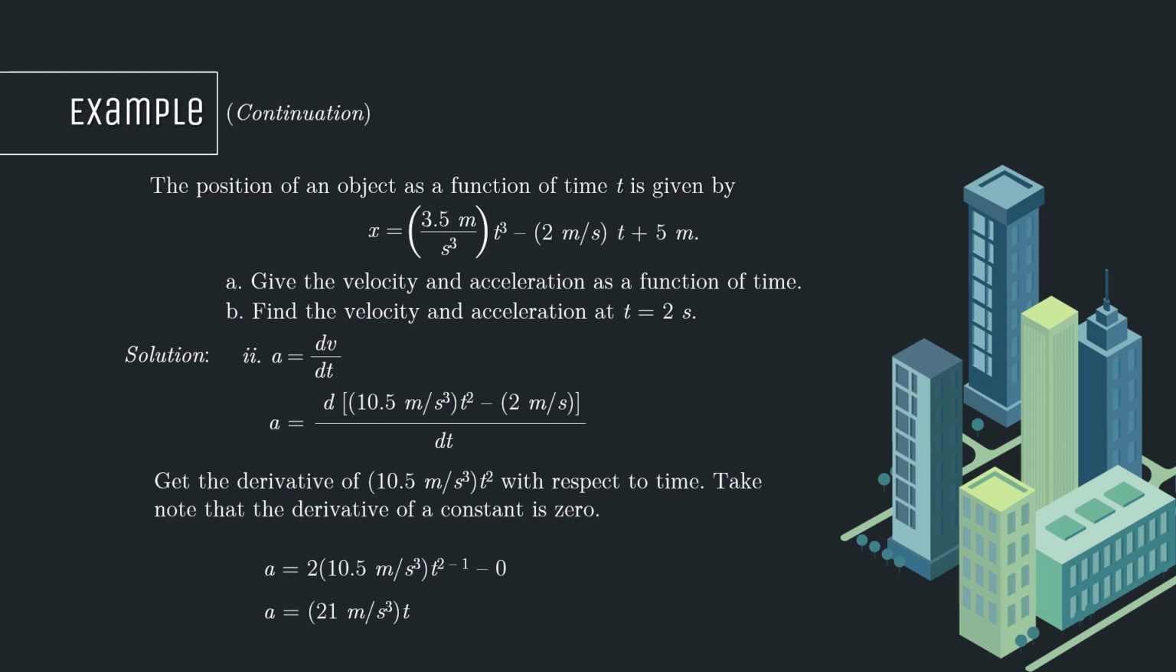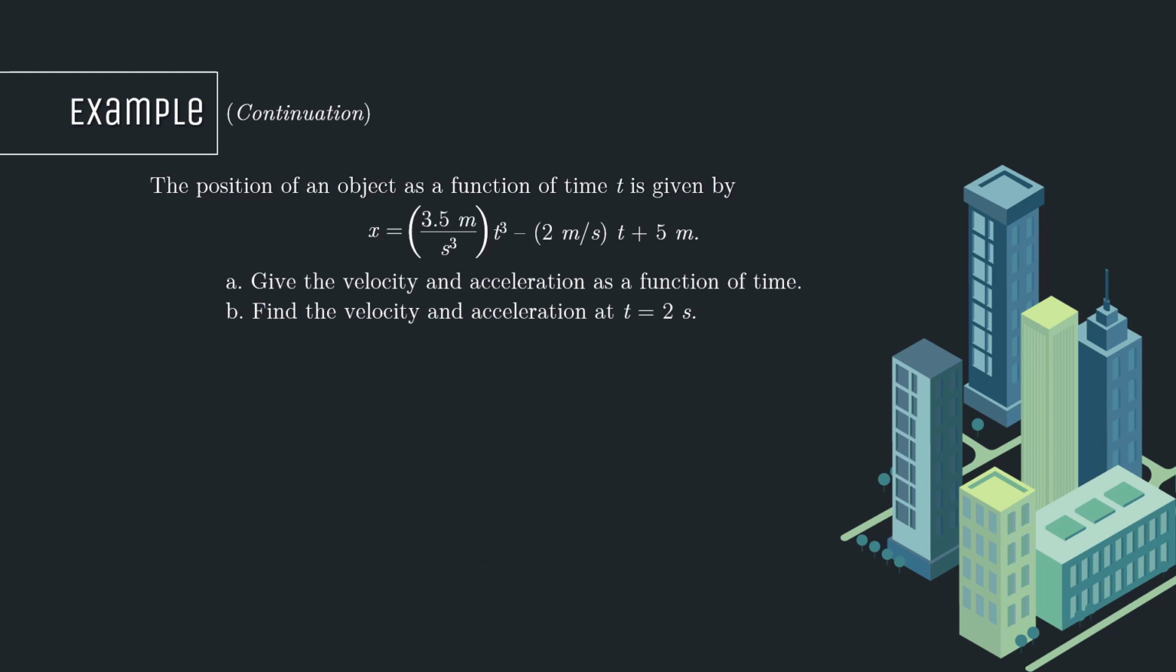Now we have acceleration, which is equal to 2 times 10 and 5/10 meters per second cubed times t raised to 2 minus 1, minus 0. In simplifying the equation, we have 21 meters per second cubed times t. To determine the velocity and acceleration at t equal to 2 seconds, we substitute t equal to 2 seconds into the obtained equations for velocity and acceleration.